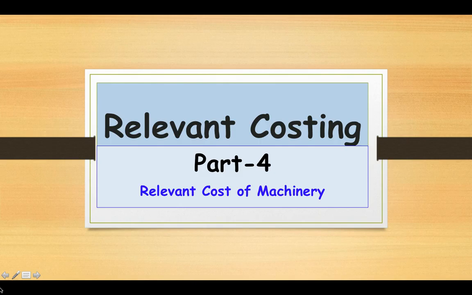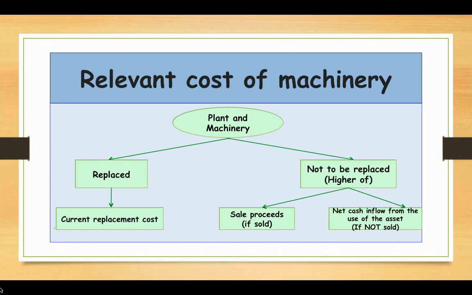This is part 4 of relevant costing. This is relevant cost of machinery. We'll see what are the non-relevant costs of machinery: any historical costs, they are the sunk costs, the costs which we have already paid for. Depreciation, we all know it's not a cash flow. And net book value of machinery. These are all non-relevant costs.